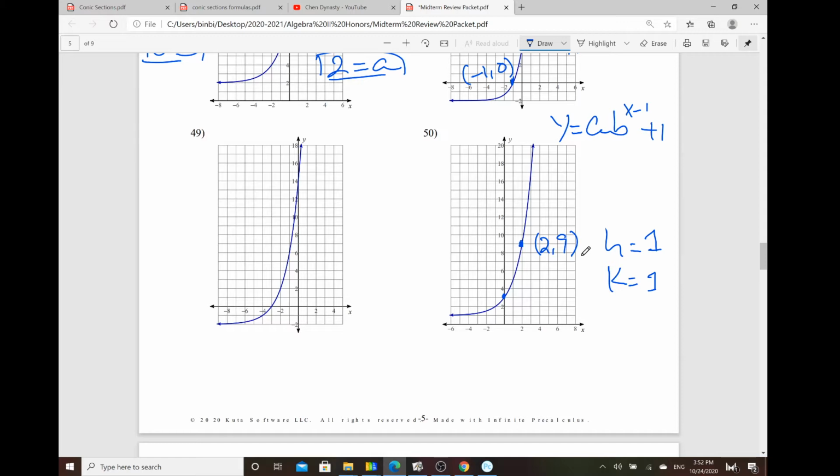Okay, and then just solve for a and b. Quite similar to the previous one. So the y-intercept here is 0 comma 3.